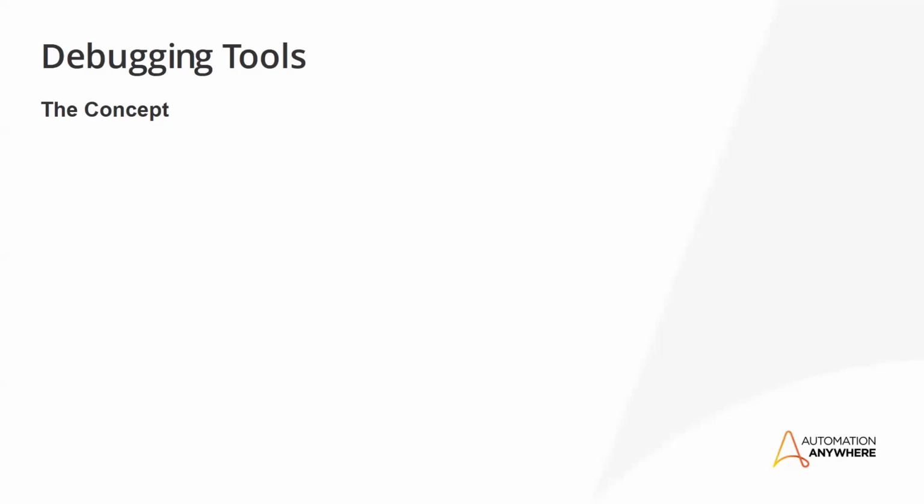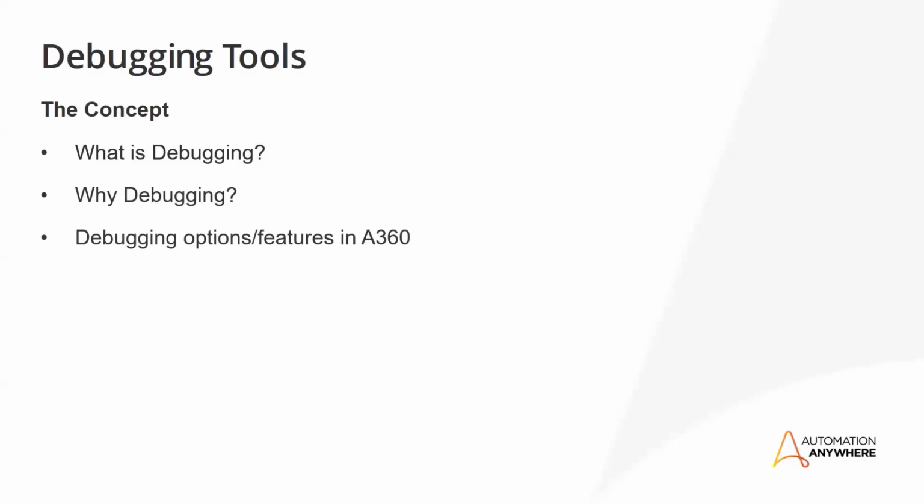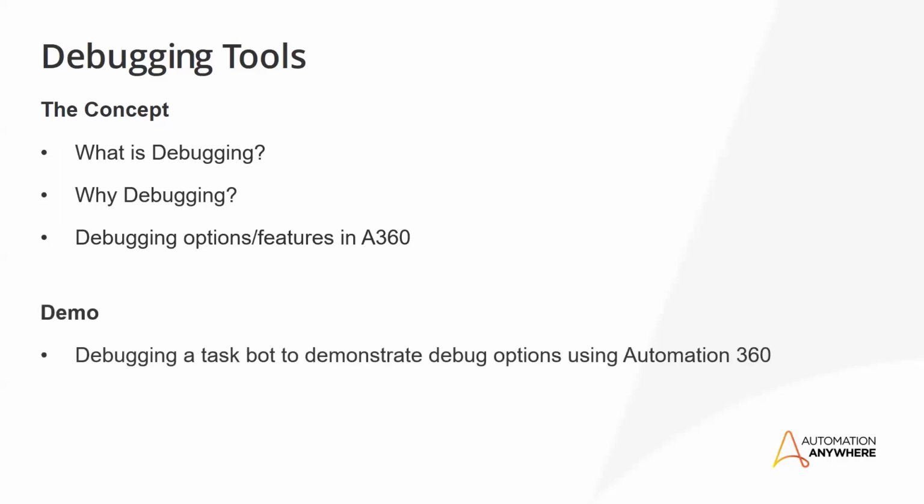So this is the second part of the session where we cover debugging tools. Unfortunately, my cam is not working. So just to walk you through what I'm going to cover as part of debugging tools: what exactly do we mean by debugging, why we need debugging, and then the options or features that are available in Automation 360 to debug a task bot. After that, I'll be sharing a live demo where we will actually debug a task bot. So with that, let's get started.